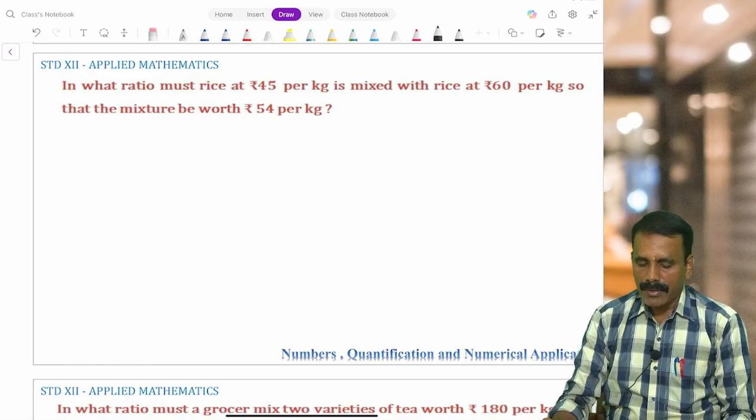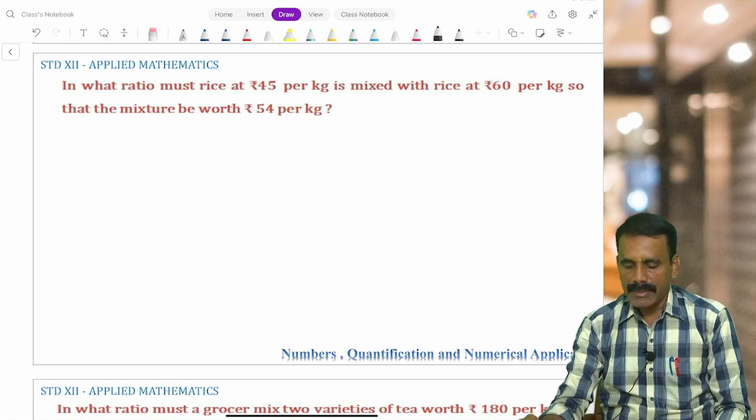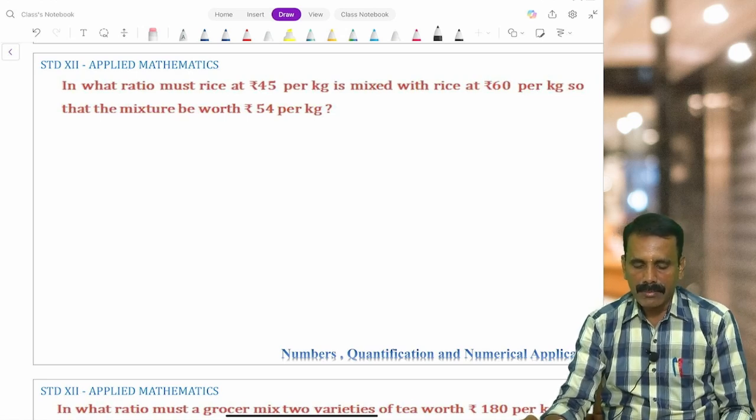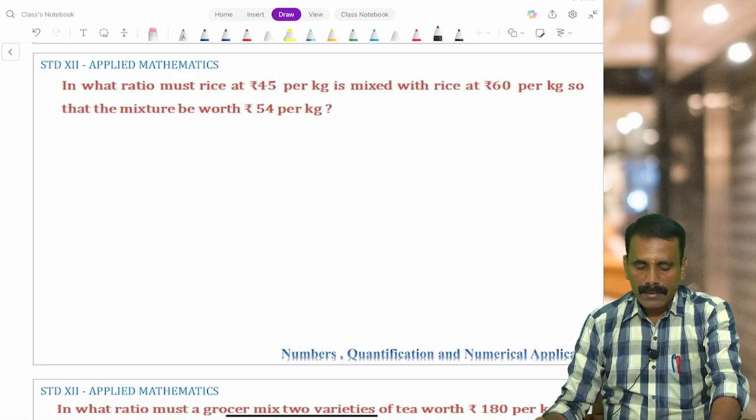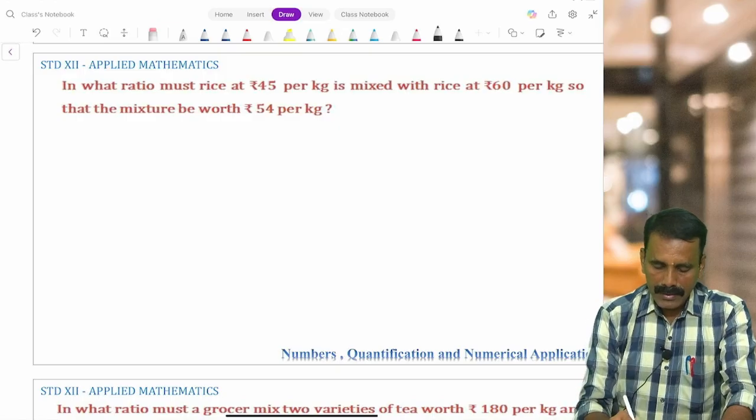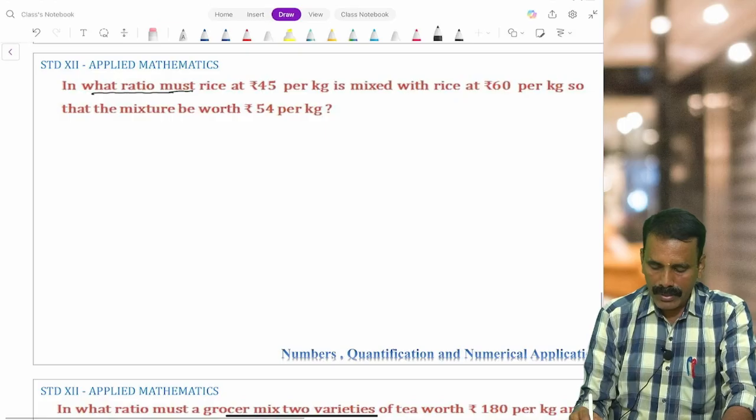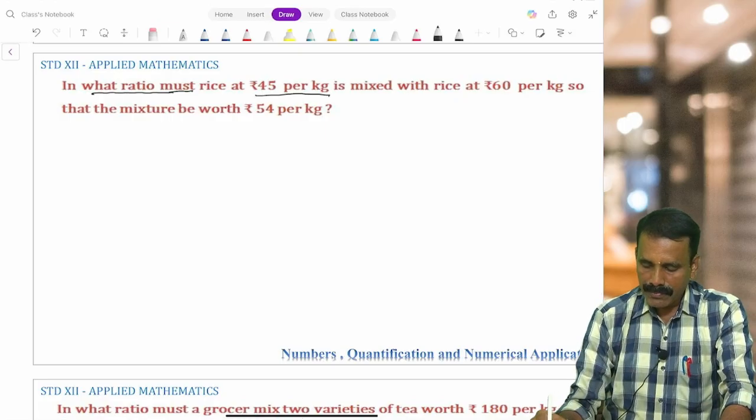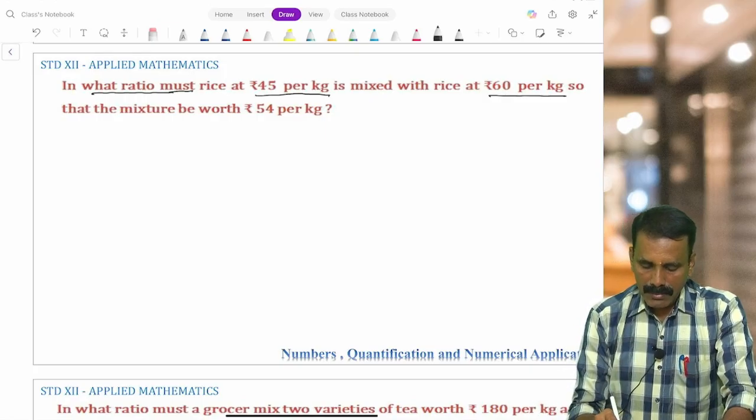Now in what ratio must rupees 45 per kg rice be mixed with rupees 60 per kg rice, so that the mixture will be worth rupees 54 per kg. So here also we are going to find the ratio. So we are having two types of rice. One is rupees 45 per kg. The other one is rupees 60 per kg. And we are supposed to find the ratio so that the mixture will be worth rupees 54.